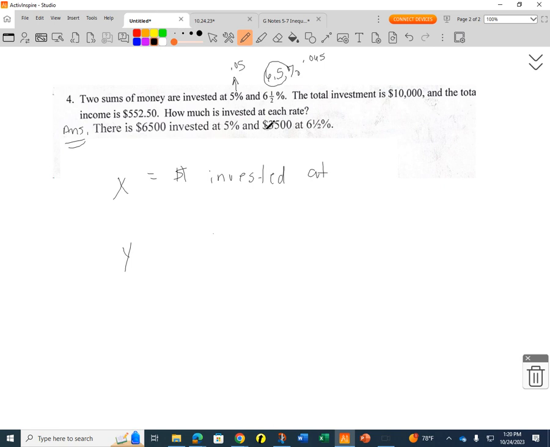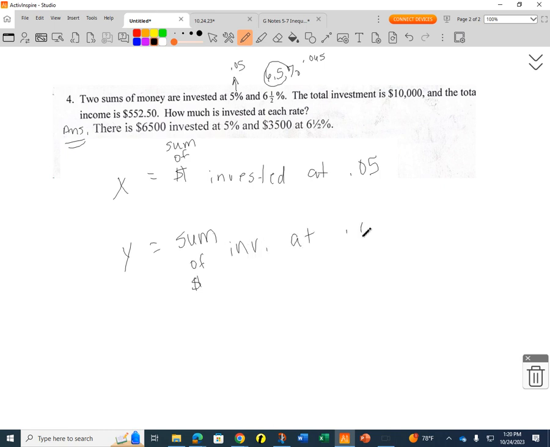So I'm reviewing something that you were supposed to probably learn in 5th and 6th grade, right? But still, we don't use it a lot, so it's good to review that. So our first sum of money, let's write that, sum of money invested at 0.05. Y is the sum of money invested at 0.065. Does that make sense, Wasim?